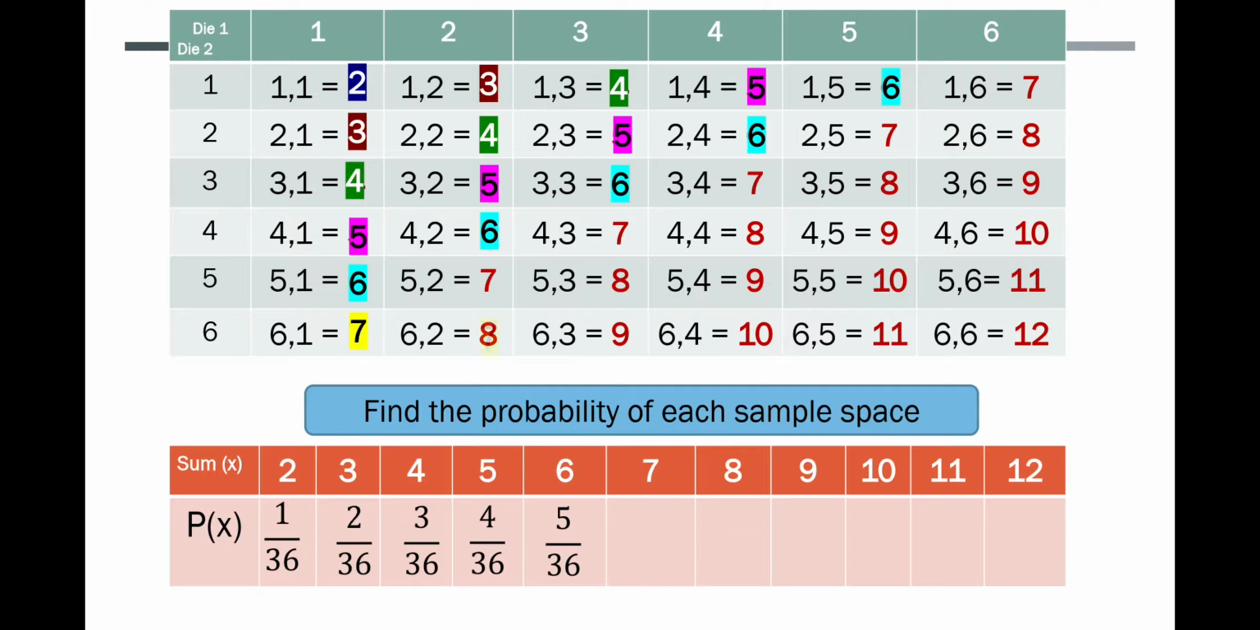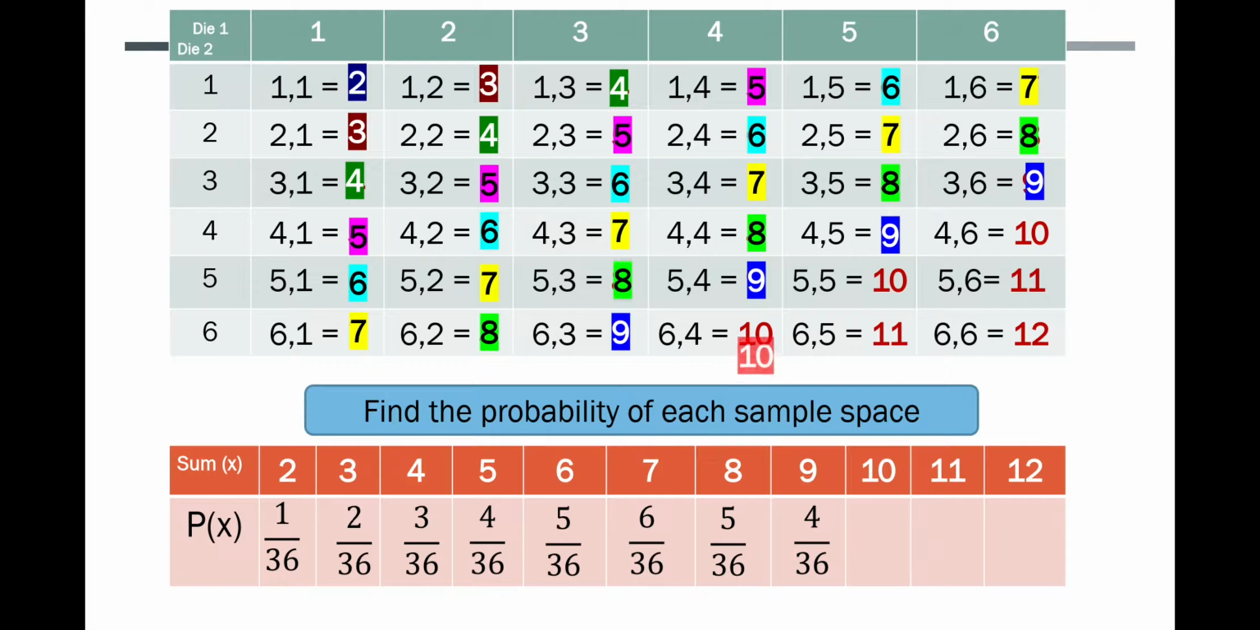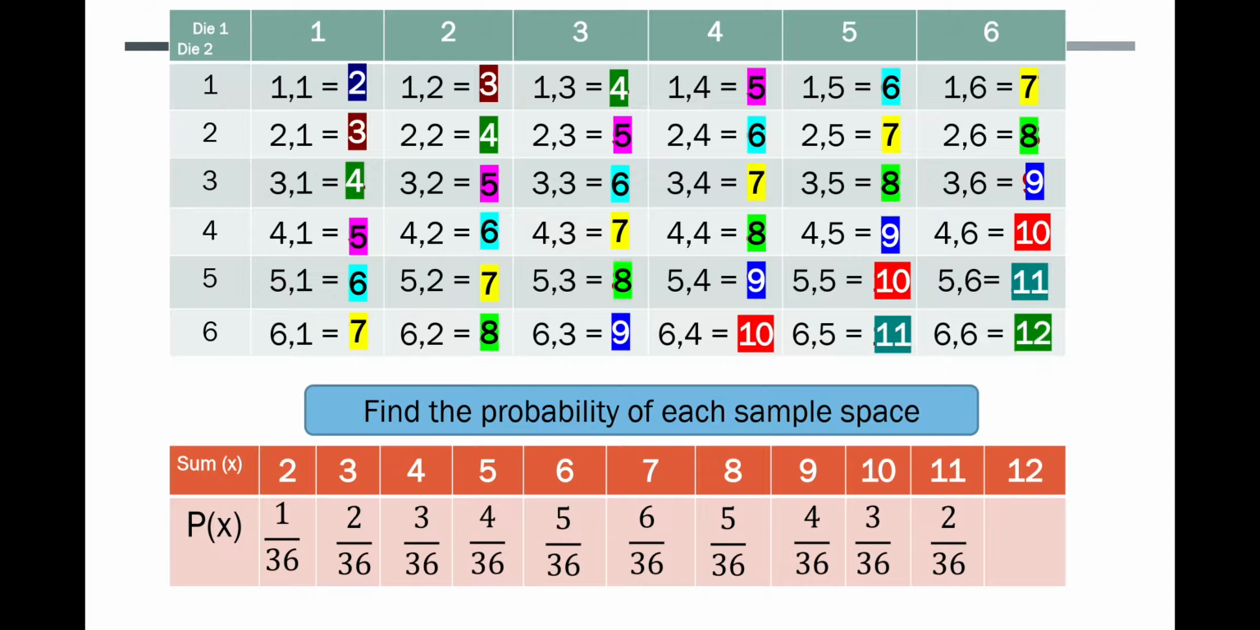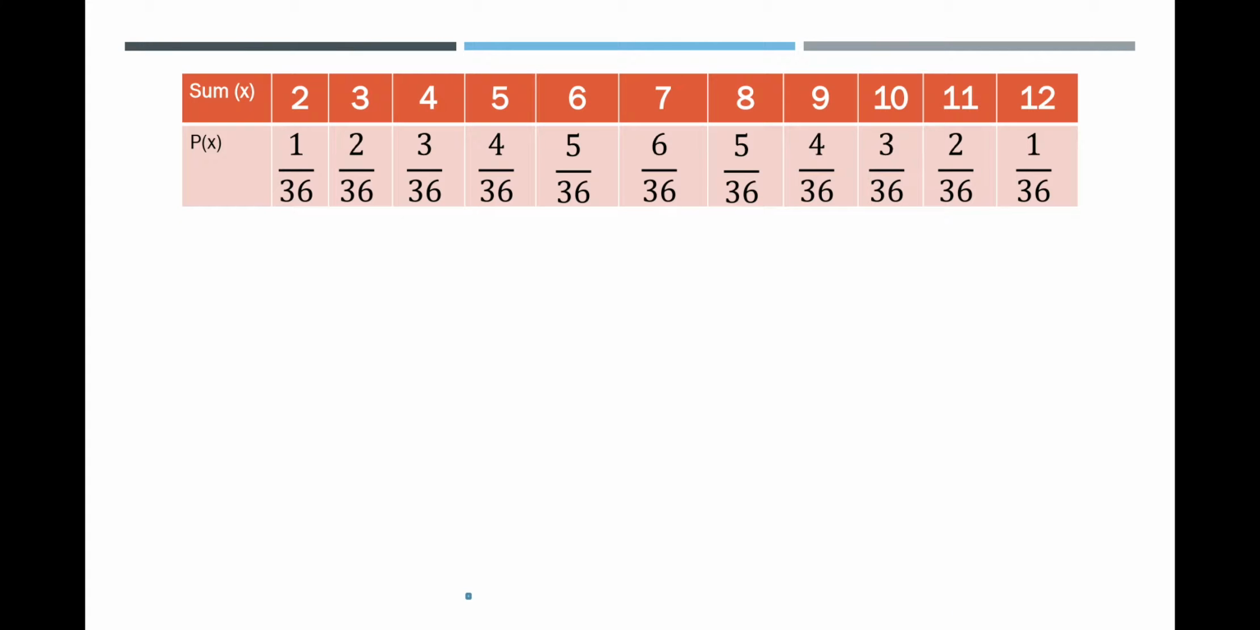And the probability of getting the sum of 7, we have 6 over 36. And the probability of getting the sum of 8 is 5 out of 36. The probability of getting the sum of 9, we have 4 over 36. And for 10, we have 3 over 36. And for 11, we have 2 out of 36. And for the sum of 12 is 1 out of 36.